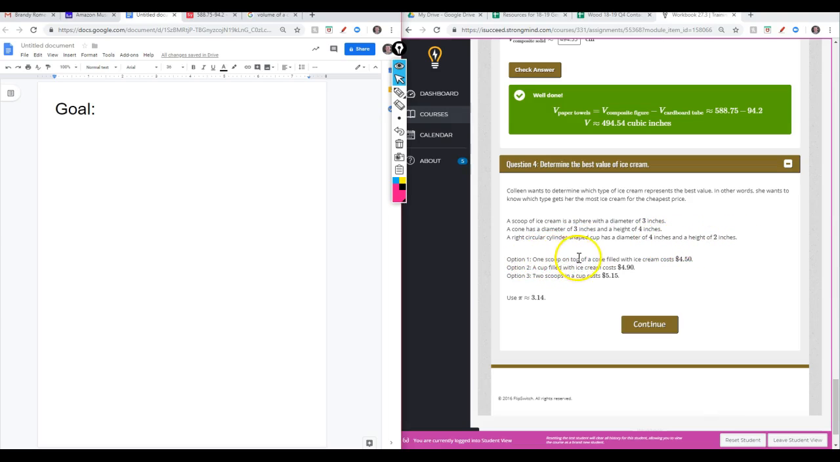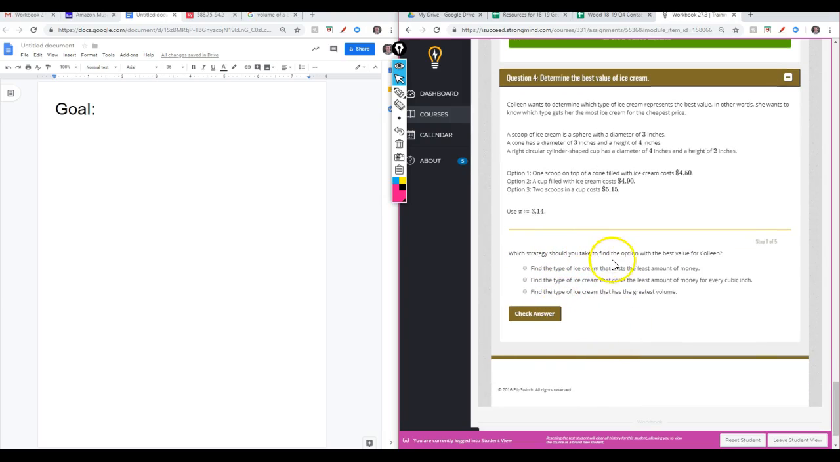Option 1, one scoop on top of a cone filled with ice cream costs $4.50. Option 2, a cup filled with ice cream costs $4.90. And option 3, 2 scoops in a cup costs $5.15. Use pi approximately as 3.14.